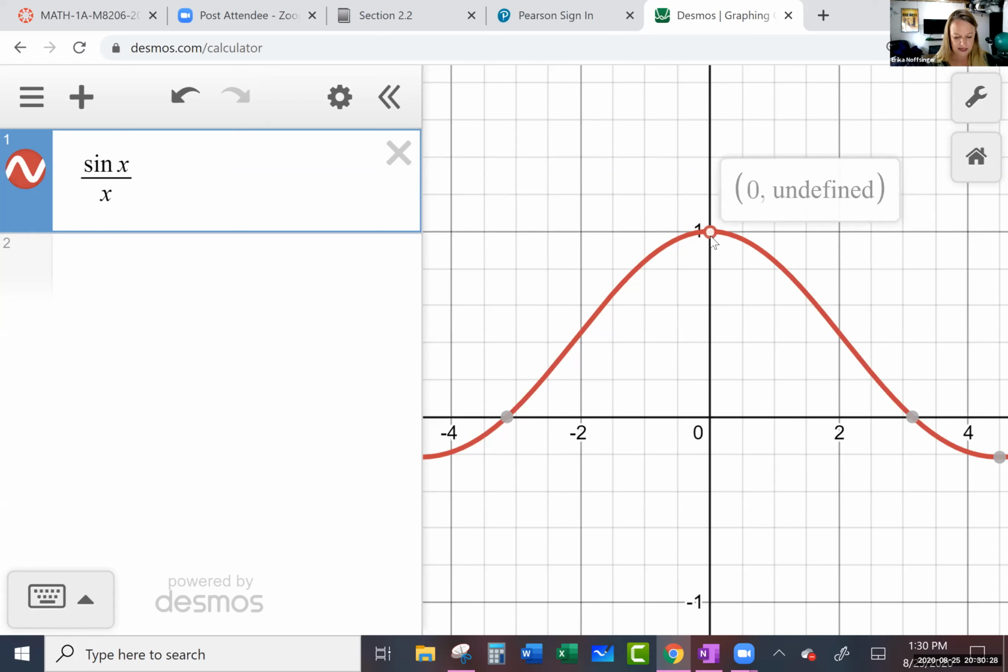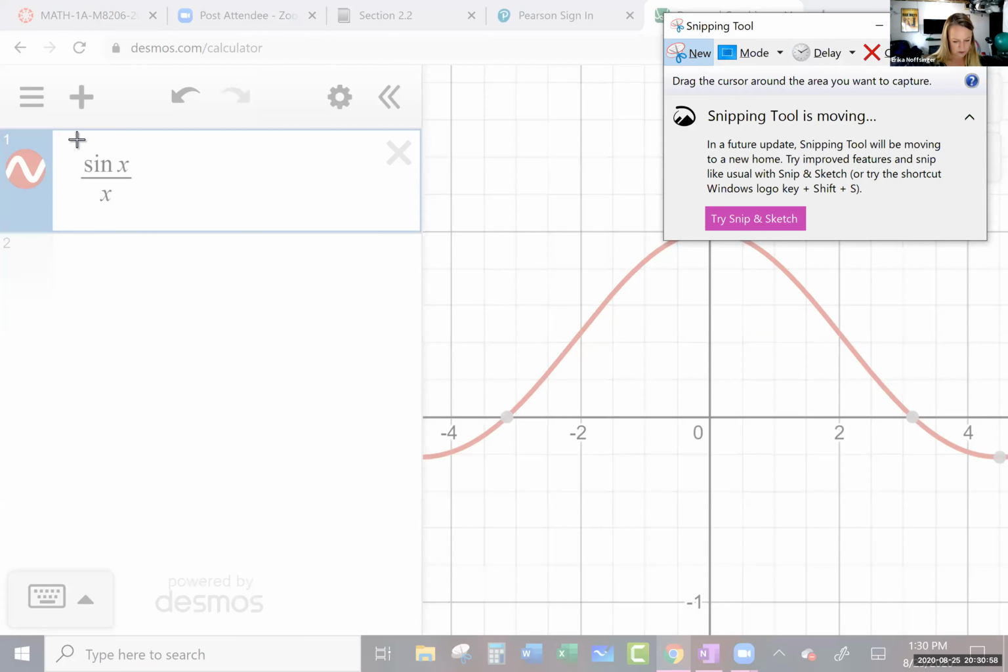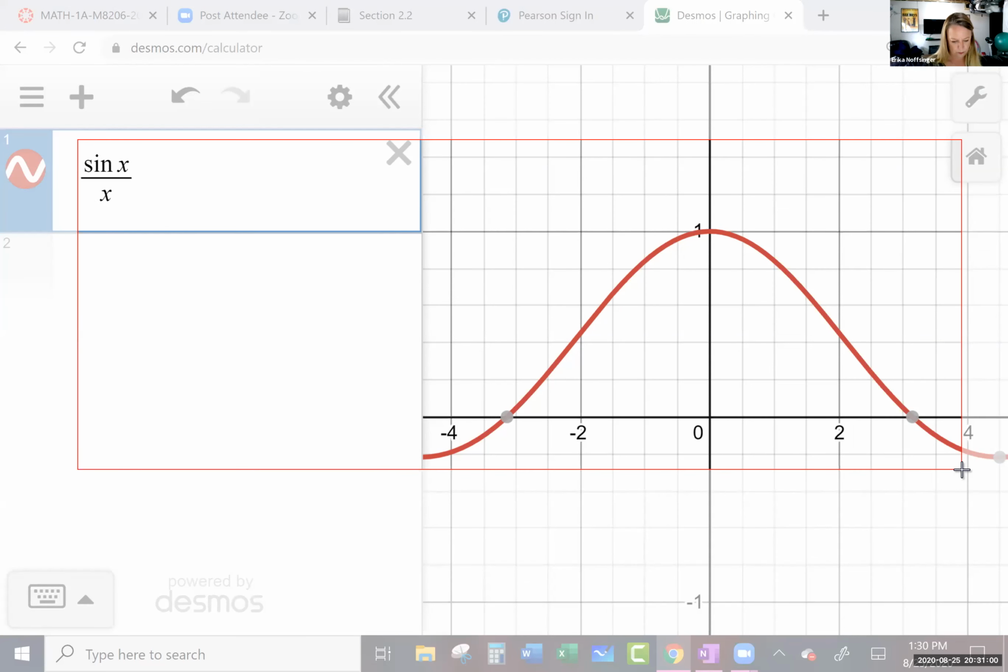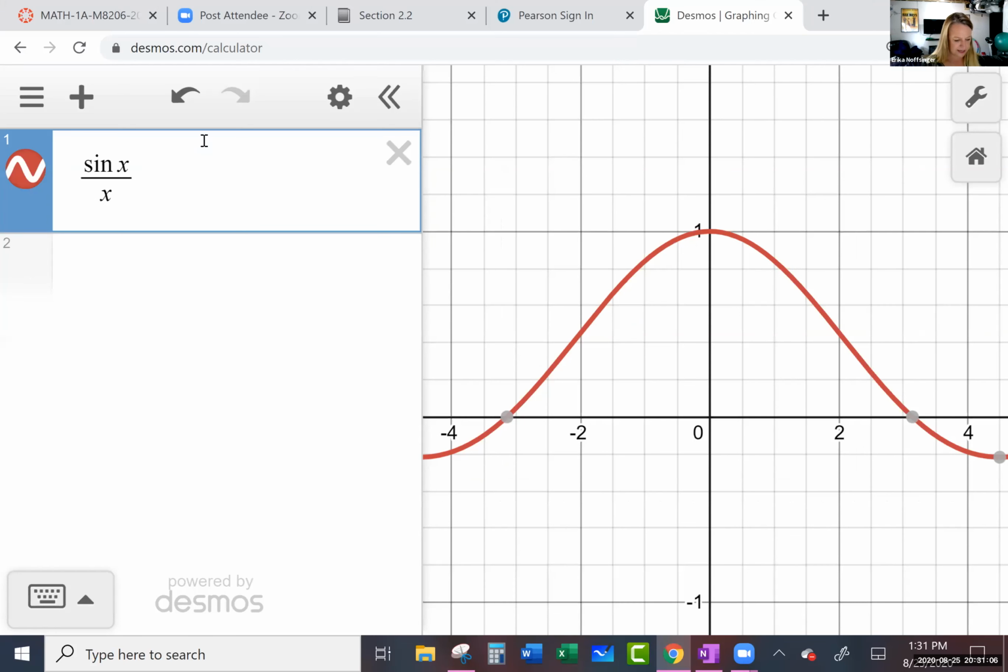Let me look at the other piece. Let me see if maybe it was thinking I was doing degrees instead of radians. But right here, this graph is telling me it's not. I know it's undefined there at 0, but it's telling me that my limit is 1. Okay. I'll pull that back in a minute.